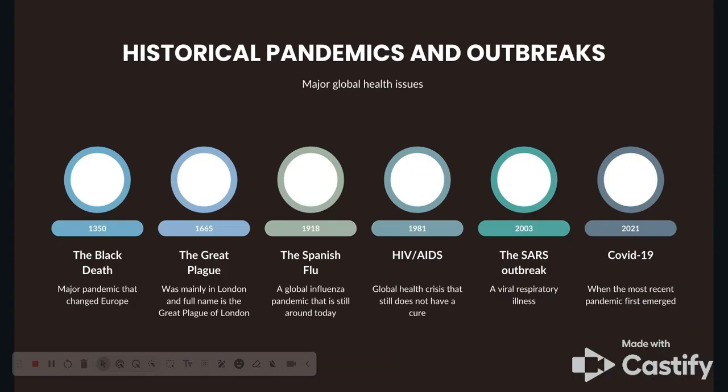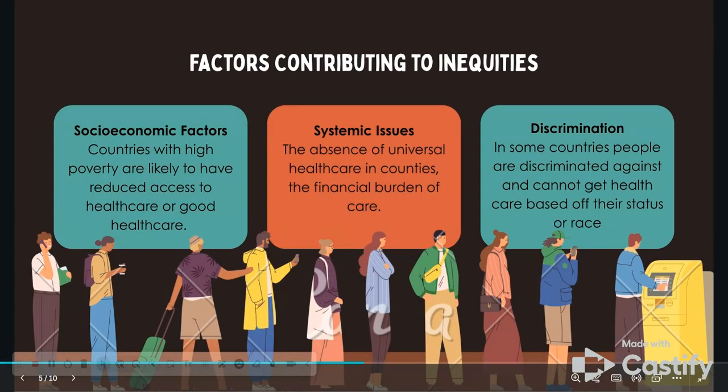It was a global influenza pandemic that is still around today. In 1981, the HIV/AIDS crisis happened, which was a global health crisis that still does not have a cure and affected a multitude of people. In 2003, the SARS outbreak happened, which was a viral respiratory illness. And in 2021, COVID-19 happened, which is the most recent pandemic that first emerged.